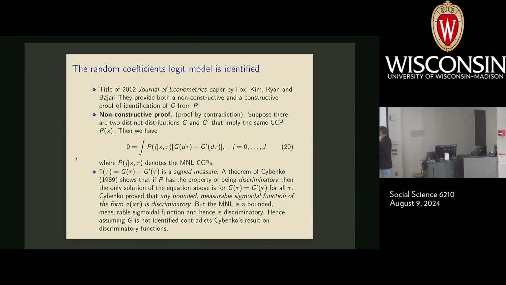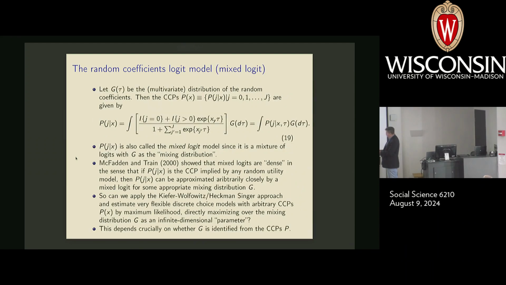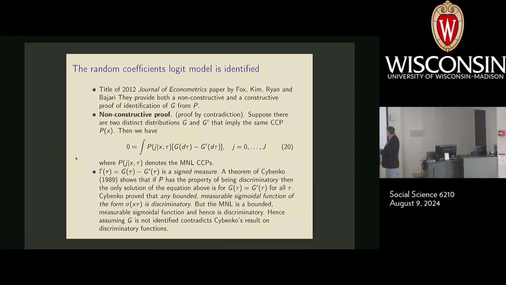Now, here we come to this article, Fox, Kim, Ryan, and Bajari. Sorry, Kim, I forgot your name there. So they have two different proofs of how this works. Why is the random coefficients logit model identified? Well, one is you want to say, suppose there were two different mixing distributions that imply the same CCP here. This is the population CCP. Suppose there are two of them, then you can difference them and you get this equation here, 20, that the difference of this is equal to 0. Now what you just have to show is the only solution to this equation is that this has to be 0.